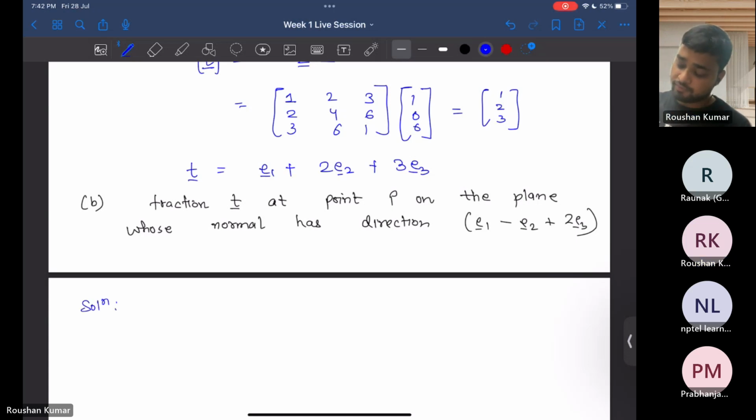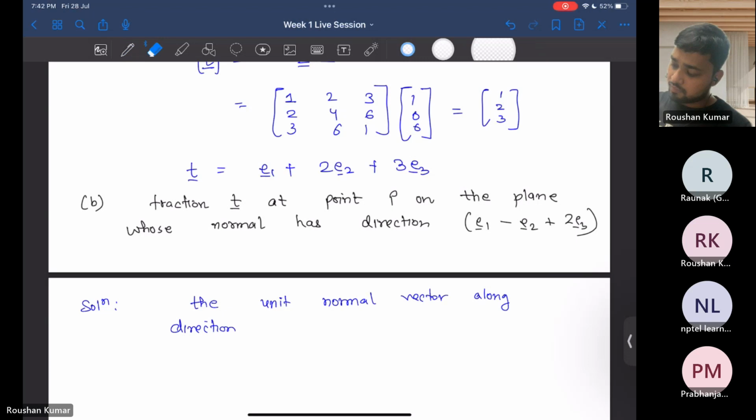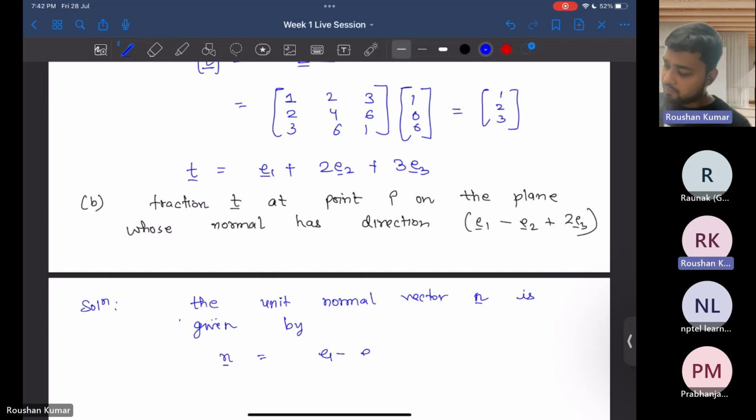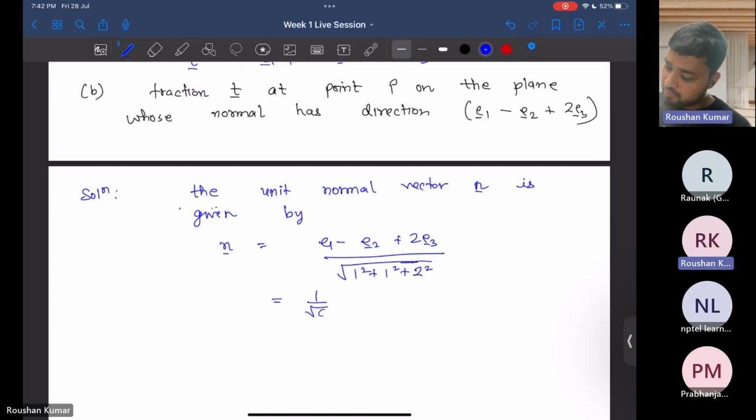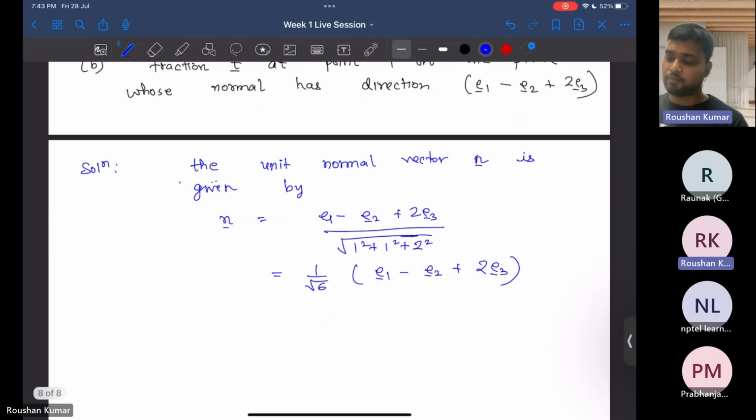So the unit normal vector along that direction is given by n is equal to E1 minus E2 plus 2E3 upon the magnitude, that is, the square root of 1 square plus 1 square plus 2 square, which is nothing but 1 by root 6 times E1 minus E2 plus 2E3. Okay. So this is the unit normal vector along that plane. So we know the value of the normal vector to that plane.